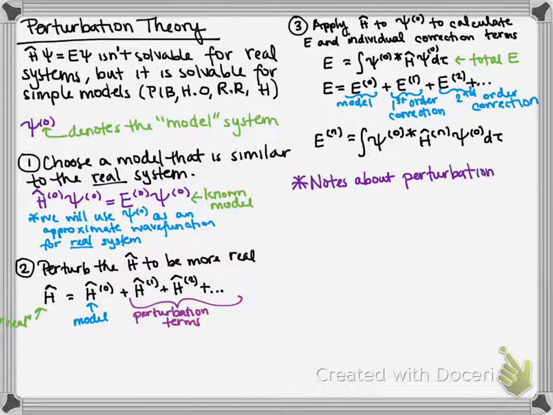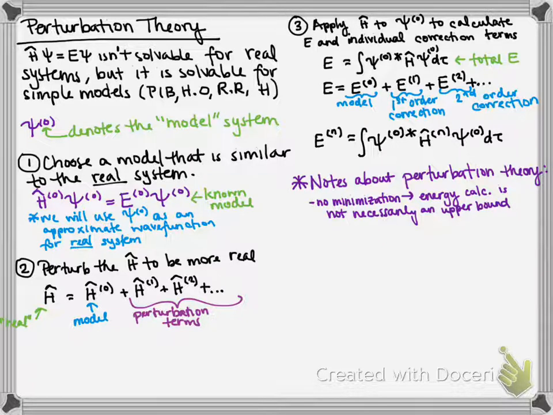So some notes about perturbation theory before we walk through an example problem. There are a few big ways that it's different from variational theory, right? Here we're messing with the operator instead of the wave function, but another big thing is that there's no minimization step in perturbation theory. The energy that we calculate in perturbation theory is not necessarily an upper bound to the real energy. It could be lower than the real energy, equal to the real energy, or higher than the real energy. And we don't really have a way of knowing. Unlike in variational theory, where we always know that the real energy is lower than what we calculate.